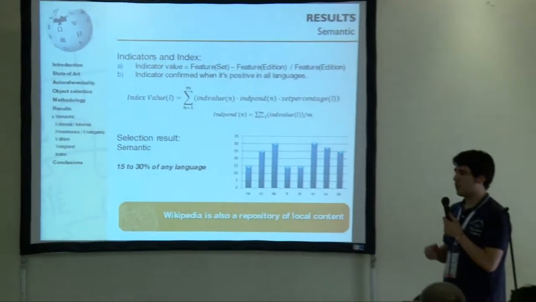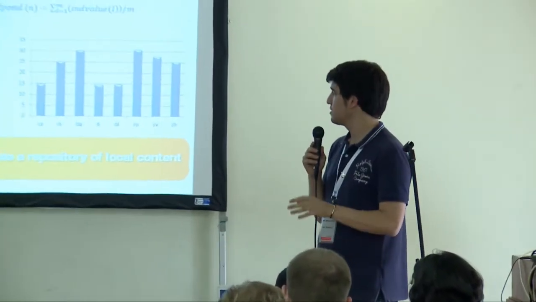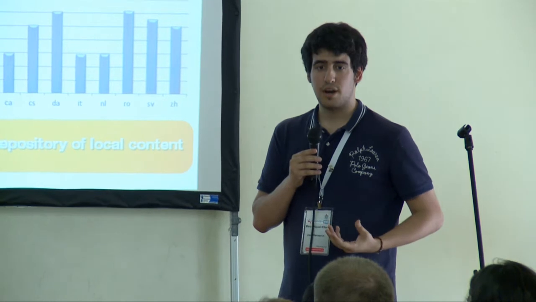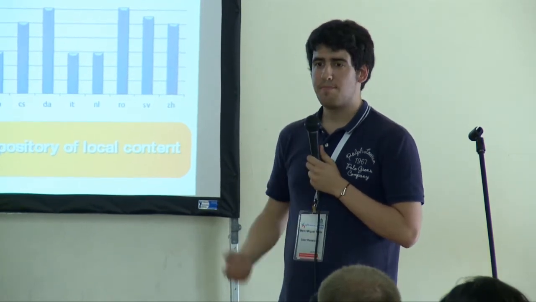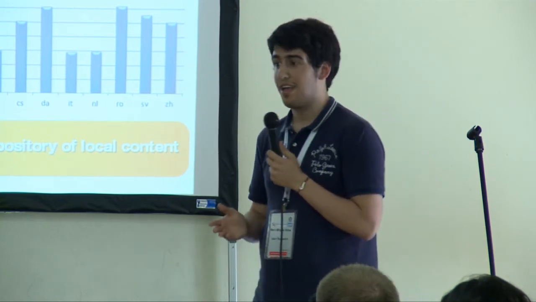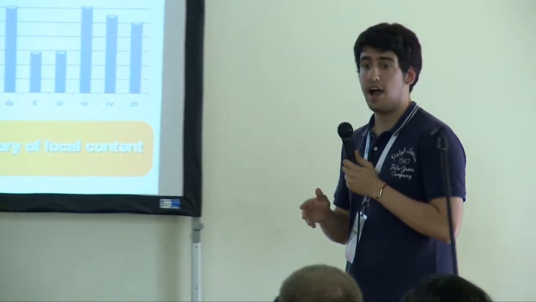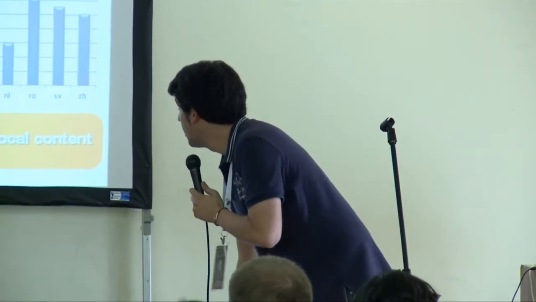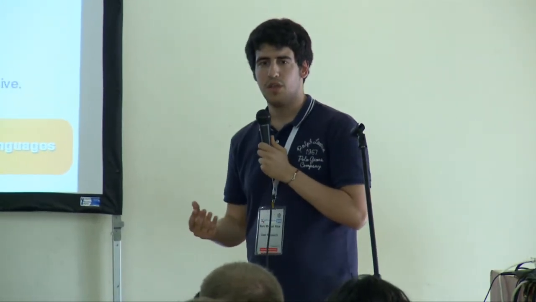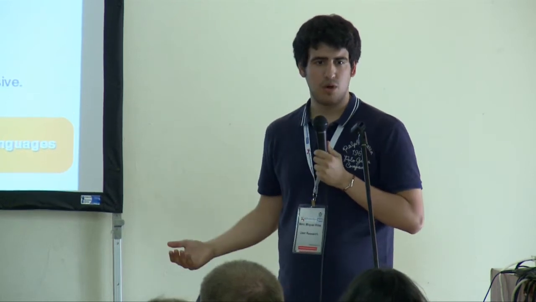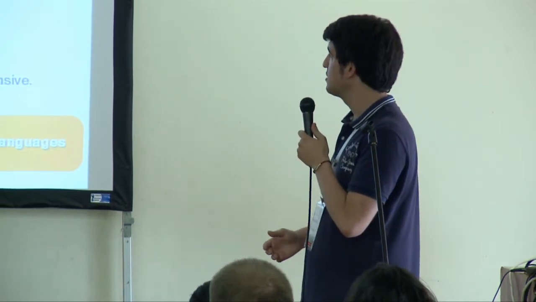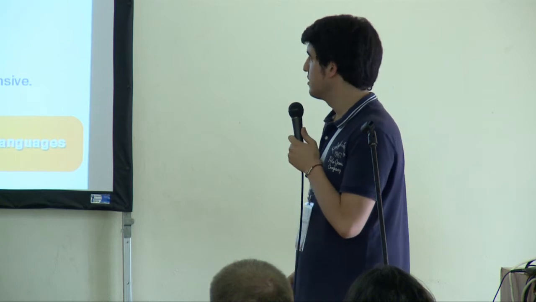And first of all, the local content, I found out that it was from 15 to 30%, which is not obvious. It's quite surprising because it's quite a big amount of content, and it happens from languages which are up to a million articles, and small ones that are maybe 3,000. The first result was that this local content was much less replicated to other languages. It's something intuitive, but the results show that it's even four times less replicated.